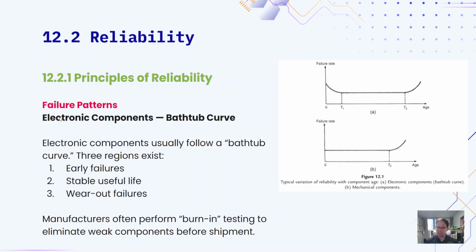Principles of reliability include failure patterns, such as the bathtub curve in electronic components. There are 3 regions that exist in this bathtub curve. Early failures on the left, stable usage life in the center, and then wear out failures at the end. This is over time like that. The last one down here is for mechanical components. Mechanical components don't usually have early failures like that. So manufacturers often perform burn-in testing to eliminate weak components before shipment.